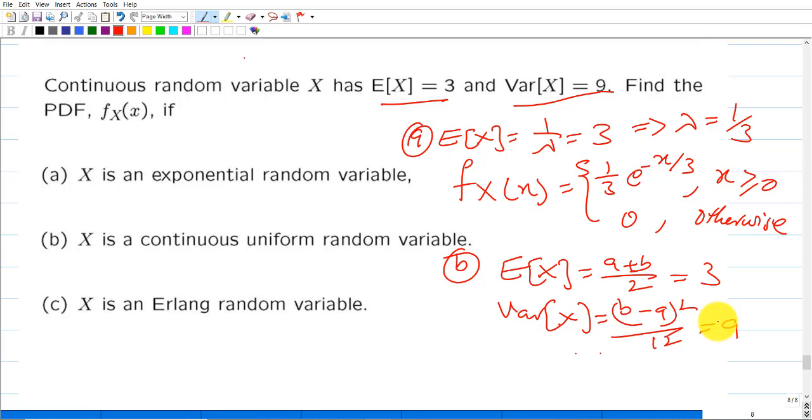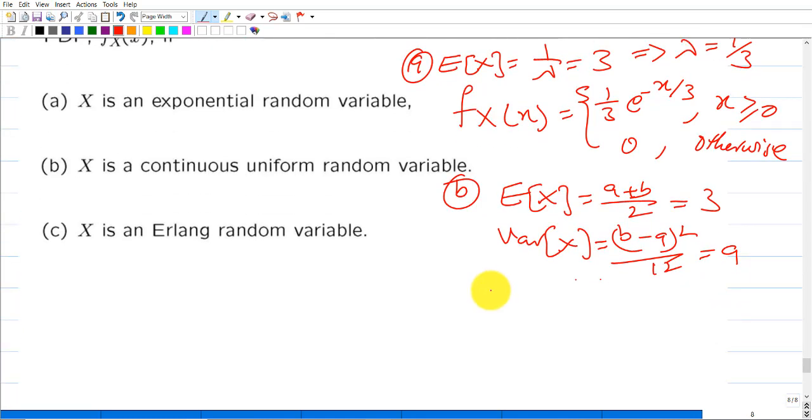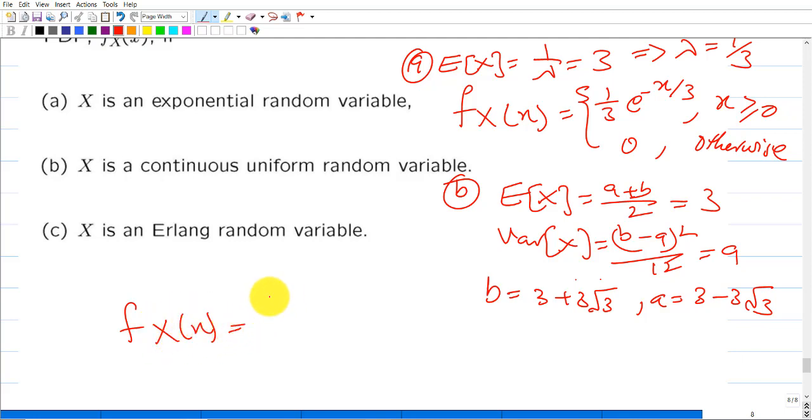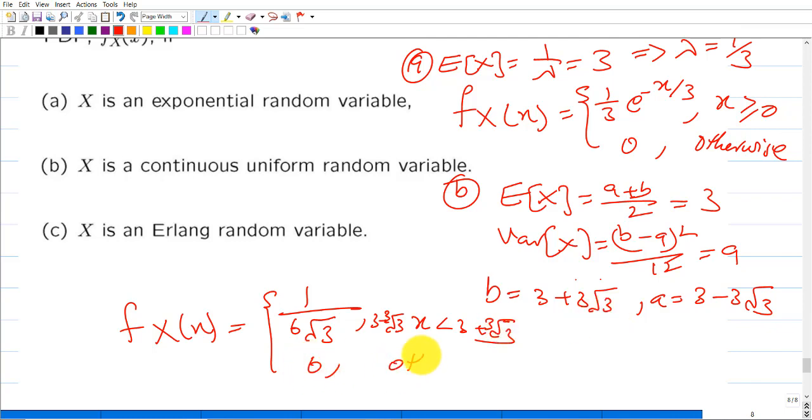So we can find that b here is 3 plus 3 square root of 3, and a is equal to 3 minus 3 square root of 3. So fx of x would be straightforward: 1 over (b minus a), which is 1 over 6 root 3, for x between 3 minus 3 square root of 3 and 3 plus 3 square root of 3, and 0 otherwise.